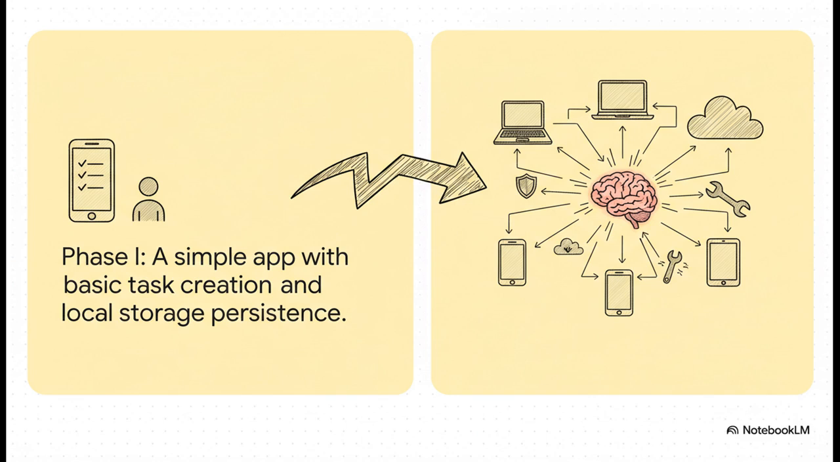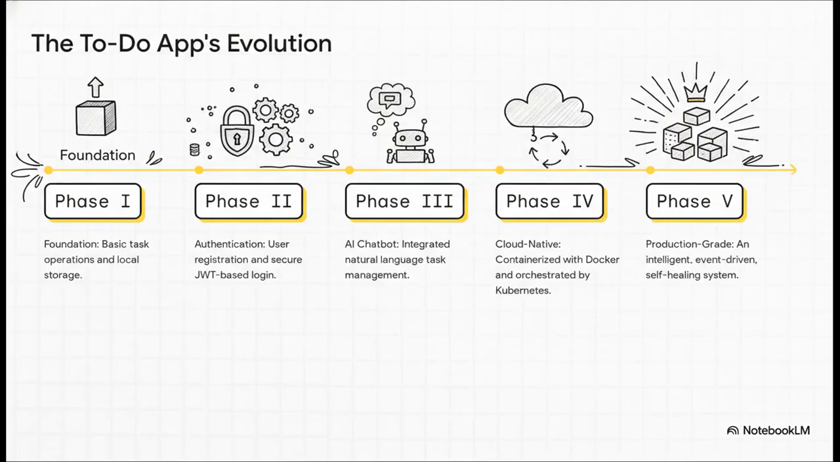But on the right, that's where we're headed. An intelligent, self-healing system that can work for millions. The real question is, how do we get from here to there? Here's the roadmap for our journey. It all starts with that simple foundation. Then it gets security so it can handle multiple users. After that, it gets a dose of intelligence with a chatbot. Then it gets serious, preparing for huge scale by going cloud native, before finally it reaches its ultimate production-grade form.